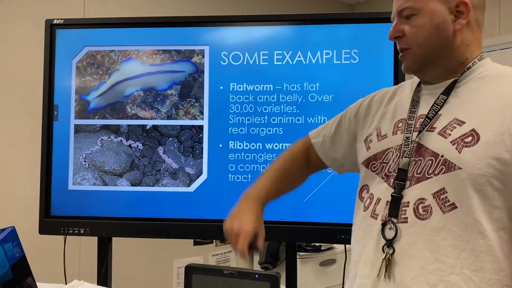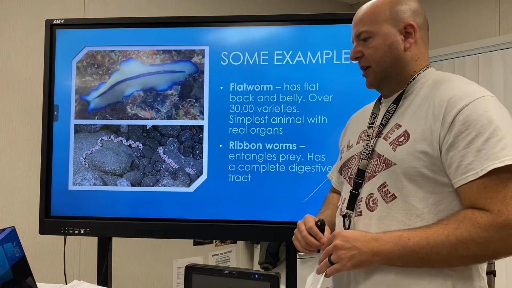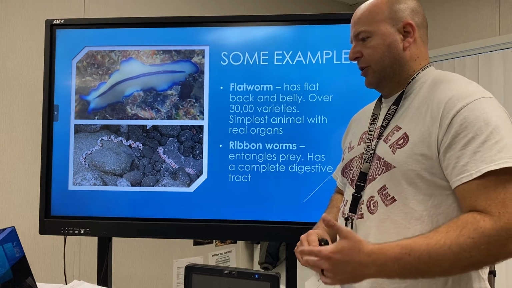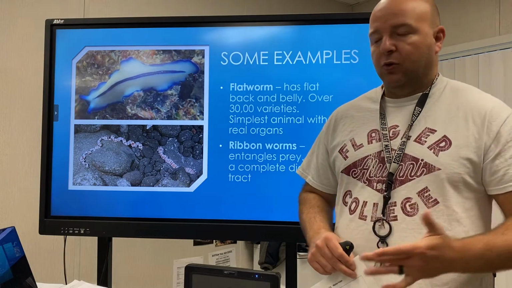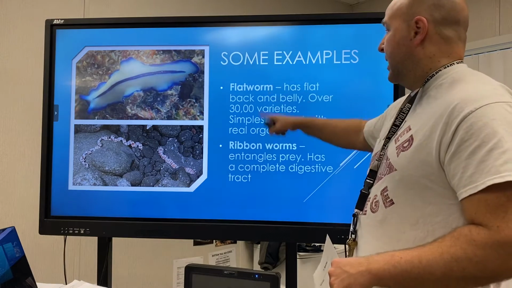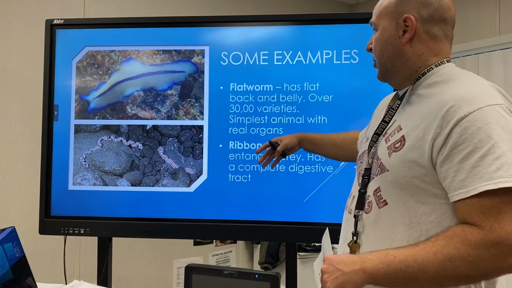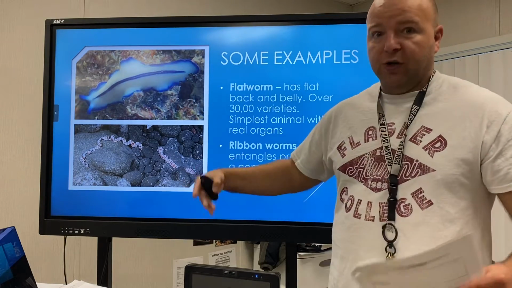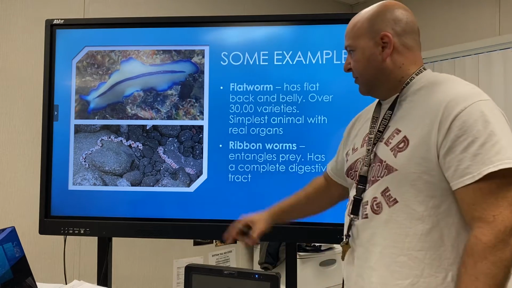A couple of examples of marine worms. We've got the flatworm, which has a flat back and belly, over 30,000 varieties. It's the simplest animal that has real organs. For these examples, I do want you to write the name of the examples. You don't have to know anything about them, but you do need to know that flatworm and ribbon worm are examples of marine worms. For our ribbon worms, very, very long.